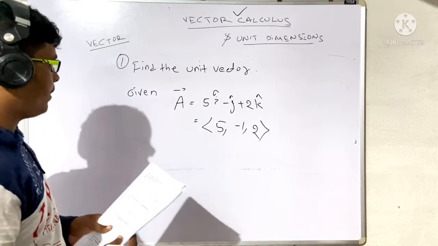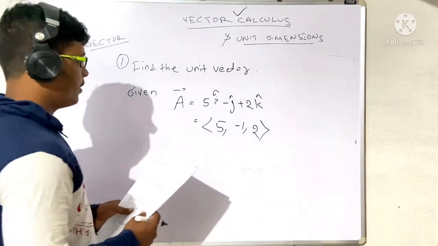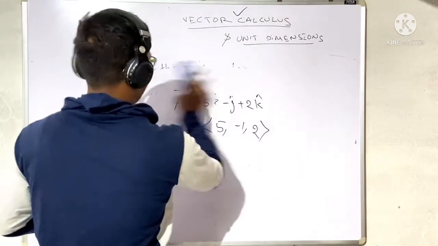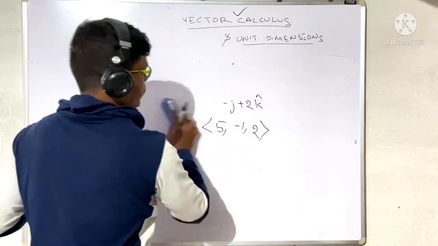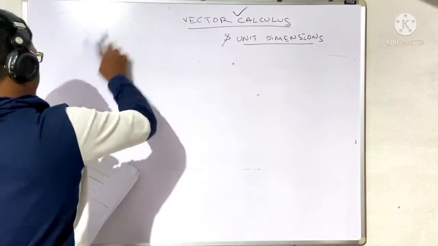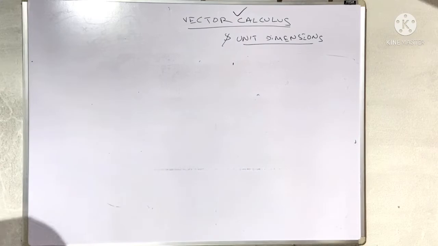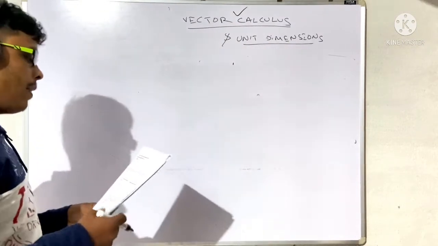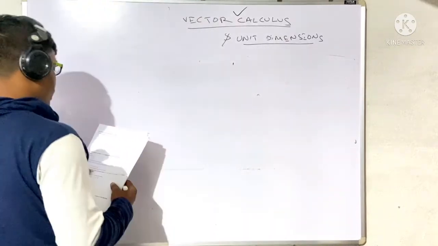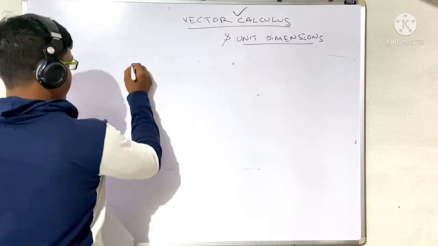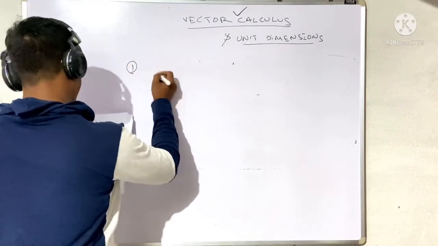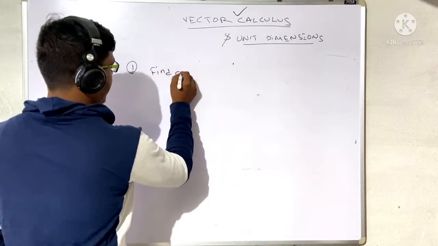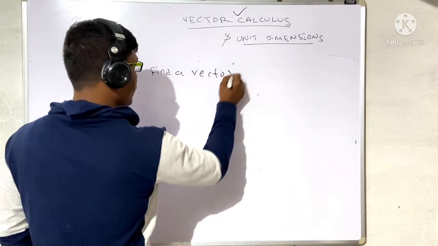So this is given. Find, so the question is given to you on the screen. So what is the question? Now find a vector in the direction of the vector which has a magnitude of 8 units. So remember, find a vector. So we have to find a vector in the direction.